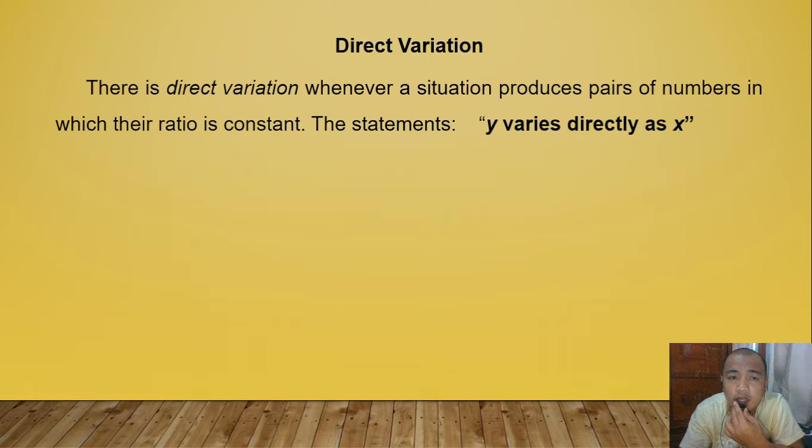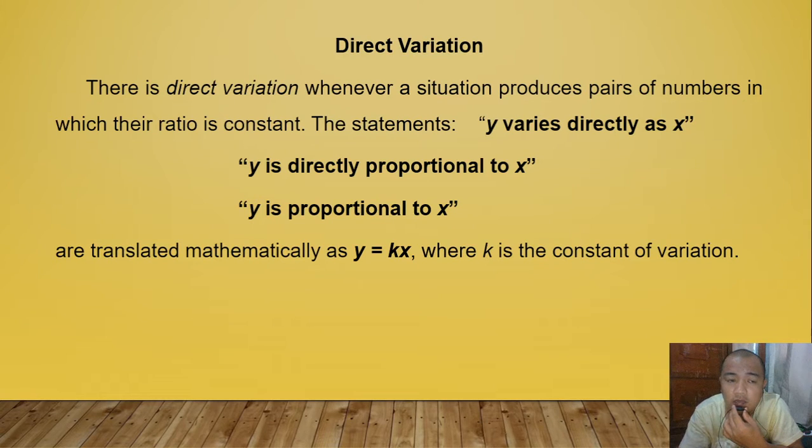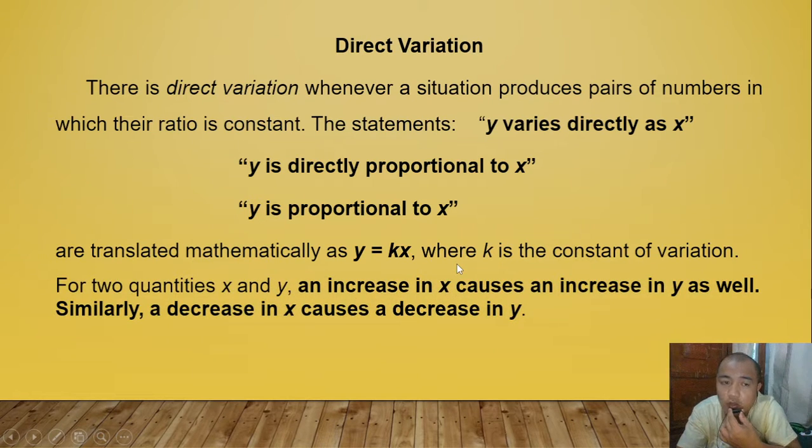Okay, so let's start with direct. There is a direct variation whenever a situation produces pairs of numbers in which the ratio is constant. The statements y varies directly as x, or y is directly proportional to x, or simply y is proportional to x, can be translated mathematically as y equals kx, where k is the constant of variation. So this is the equation of variation of direct variation: y equals kx. For two quantities, x and y, an increase in x causes an increase in y as well. Similarly, a decrease in x causes a decrease in y. You have already learned that from our previous lesson on variations.